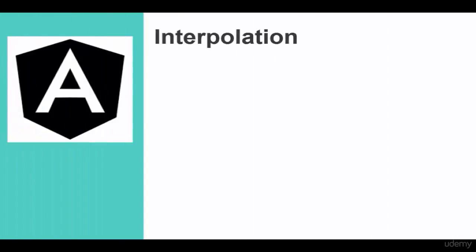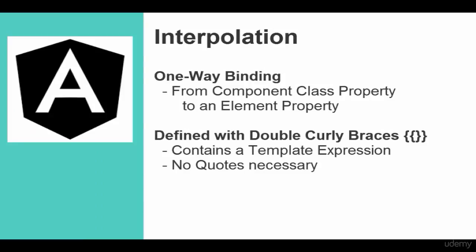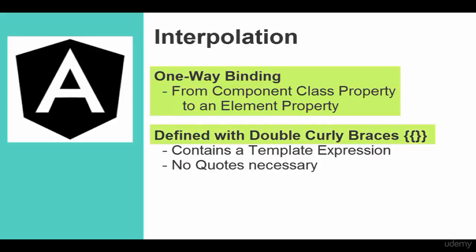Angular 2's data binding was introduced in this module with the use of interpolation. Interpolation is one-way data binding from a component's class property to an element's property. Interpolation is defined with curly braces and a template expression. That expression can be a simple property, a concatenation, a calculation, or a method call. No quotes are necessary when using interpolation.